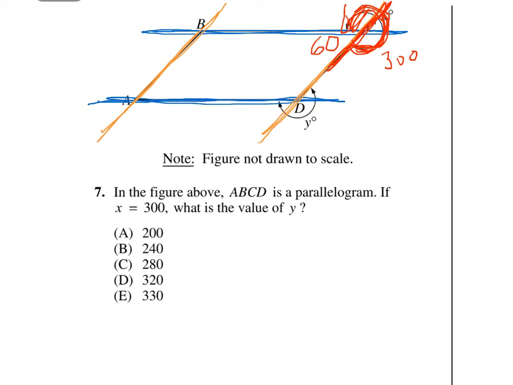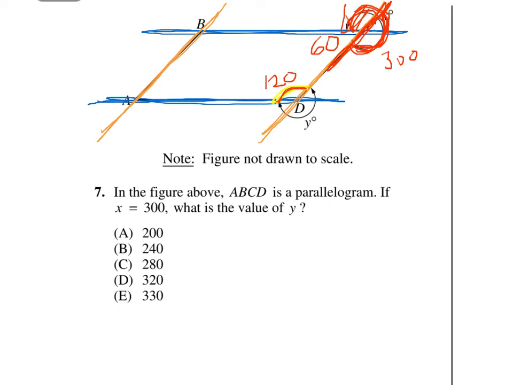Now, this angle in yellow is either equal to 60 or it adds up with 60 to be 180. It's obviously not equal to 60 because it's obtuse. That means this thing is 120.